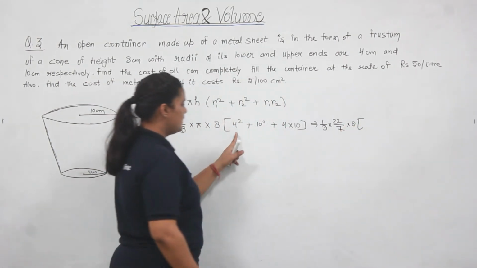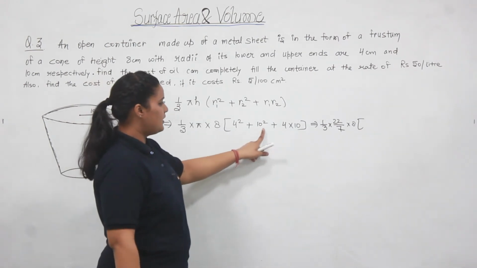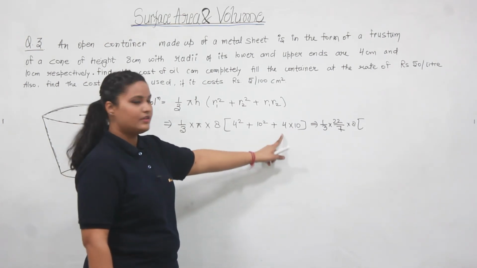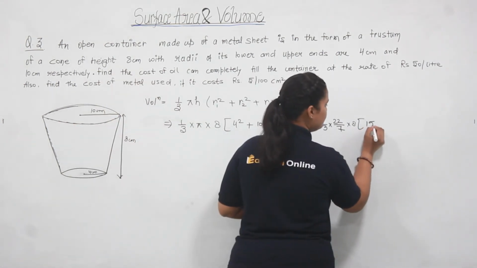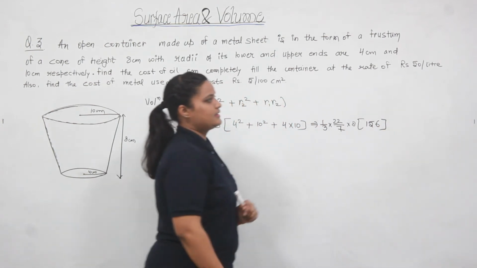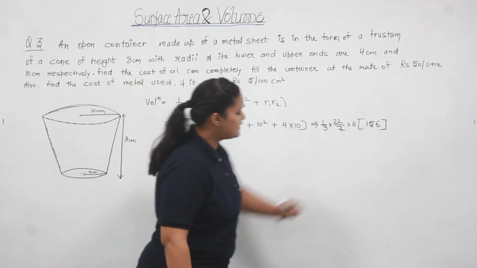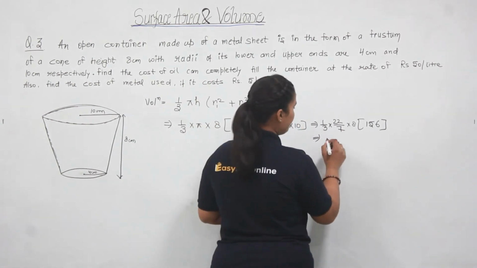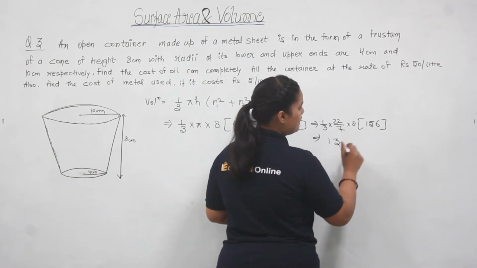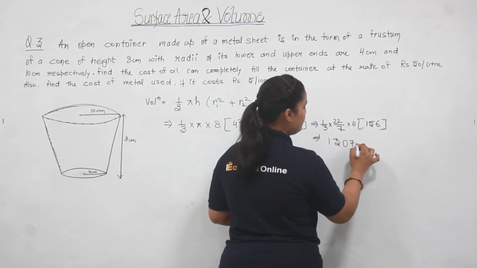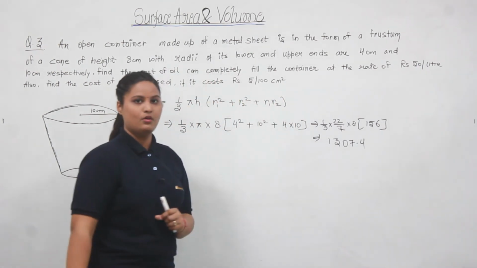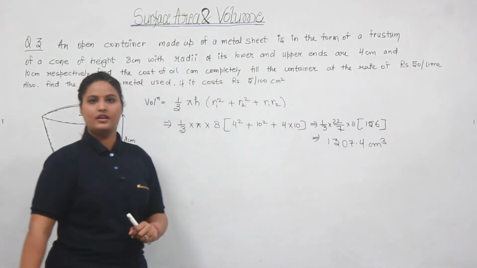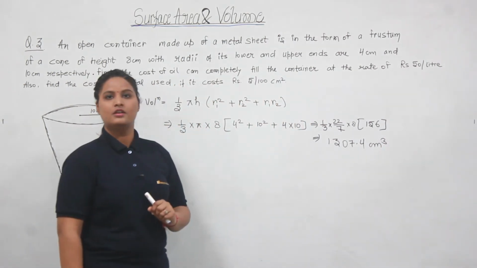Solve the bracket. 4 square means 16, plus 100, plus 40. It becomes 156. And when you solve this entire equation, you will come to the answer. It will be 1307.4. Okay, and this will be in centimeter cube.